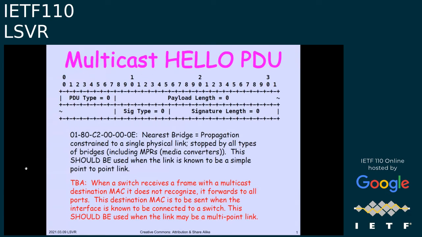Just in case there's an intermediate switch, we specified a to-be-assigned MAC that will pierce an intermediate switch, because by layer two rules, when a switch receives a frame with a multicast destination that it doesn't recognize, it forwards. So the second one is to be used when you know you're connected to a switch. Next slide, please.